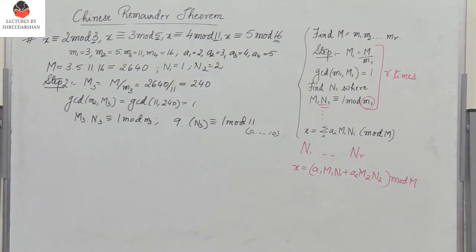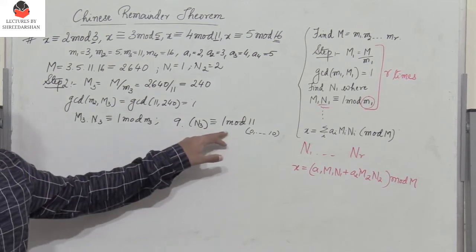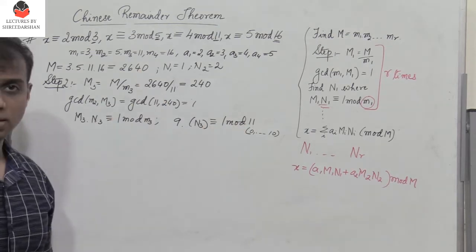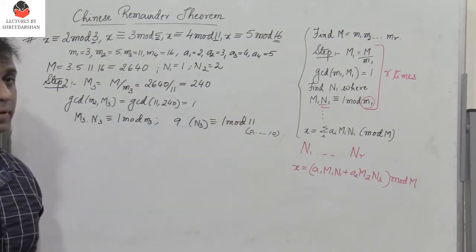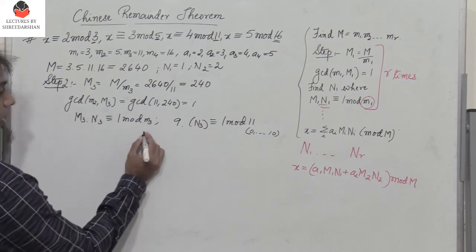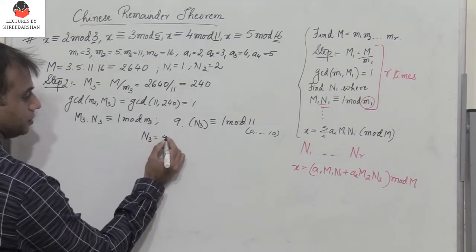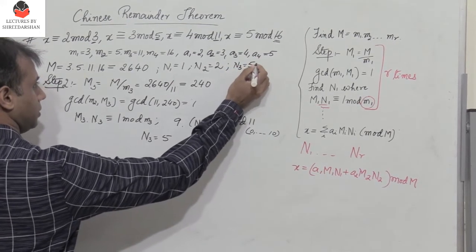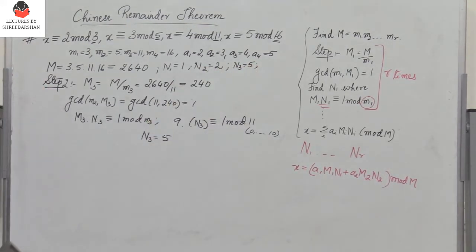So again you can proceed with inspection. We know that 9 5s are 45, and in mod 11 that gives me 1 as the remainder, because 44 is a multiple of 11, isn't it? So therefore n3 is 5. So now let's move on with the last step.